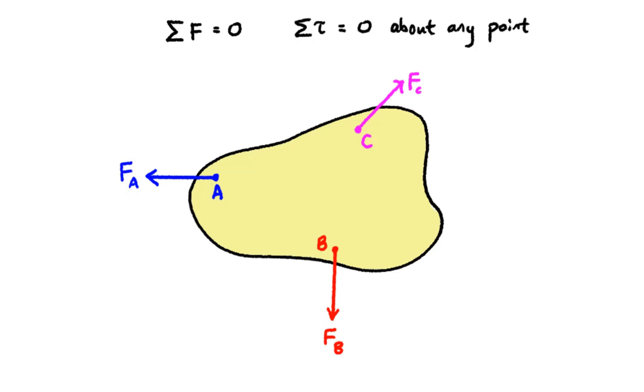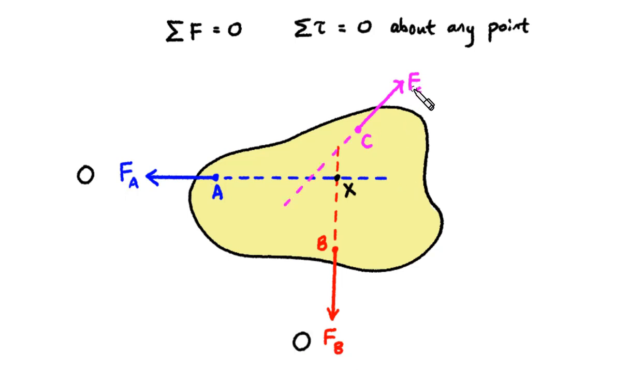Let's change strategy, alright? Let's not take moments about A or B. Instead, we're going to take moments about here. I will call it point X. This is the point where the lines of action of force A and force B intersect. Force A and force B are not going to produce any moment about point X because their lines of action pass right through that point. So zero moment by force A, zero moment by force B.